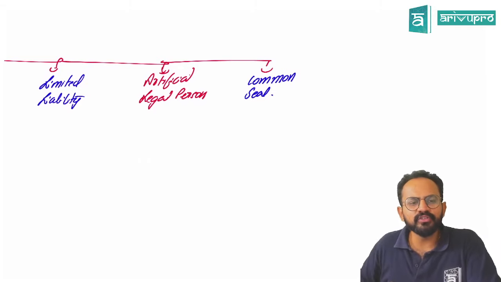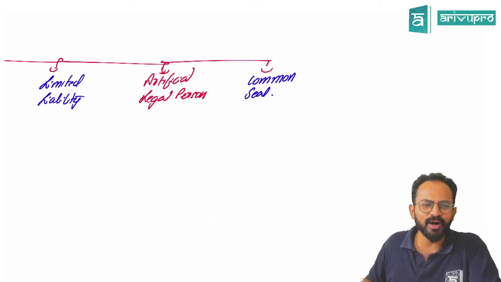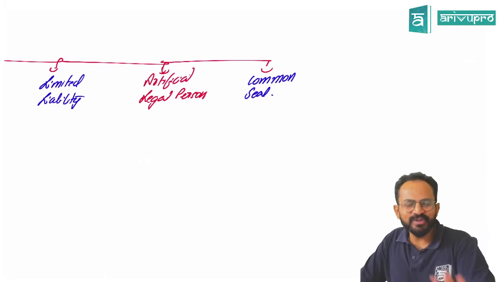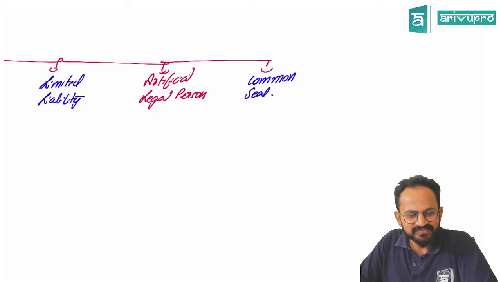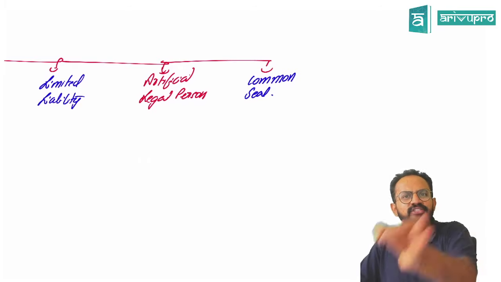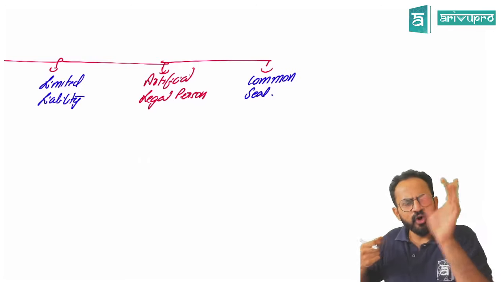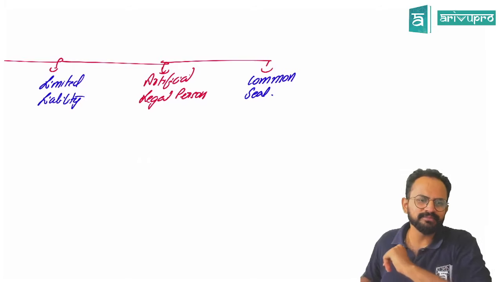Sir, the next concept of company, sir, common seal. Yes, people, common seal. Tell me, is it mandatory or not mandatory? What do you know about common seal? You would have studied something in your degree about common seal. Sir, what is this common seal? Sir, common seal is nothing but an official signature of the company. Correct? Correct, sir. So, common seal is nothing but an official signature of the company.